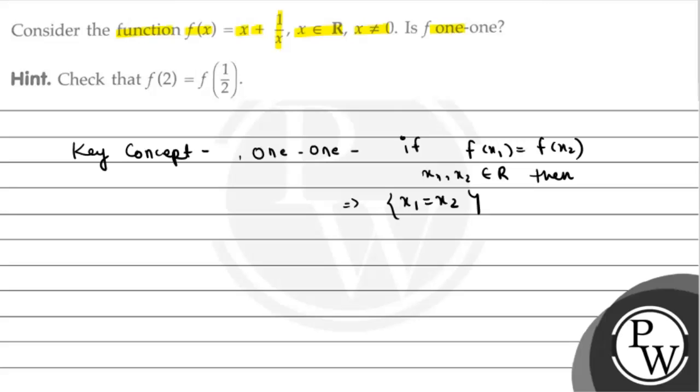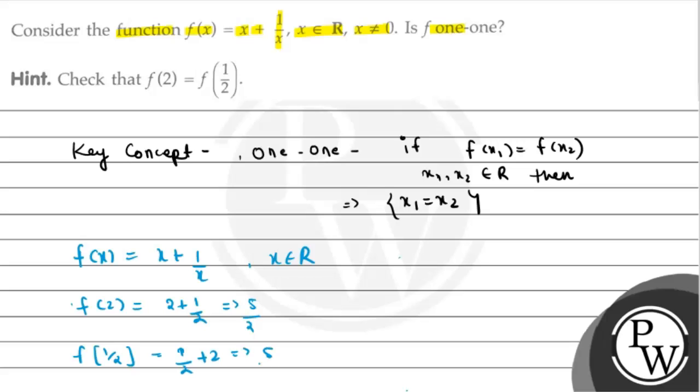So in this question, हमारे पास question में given क्या है? हमारा function given है f(x) = x + 1/x, real numbers. Okay, so यहाँ पे हमारे पास hint में क्या दे रखा है, f(2). So let's find f(2). So f(2) will be 2 + 1/2, which implies that we have 5/2. Similarly, we have to find f(1/2). So that will be 1/2 + 2, and that implies that we have 5/2.